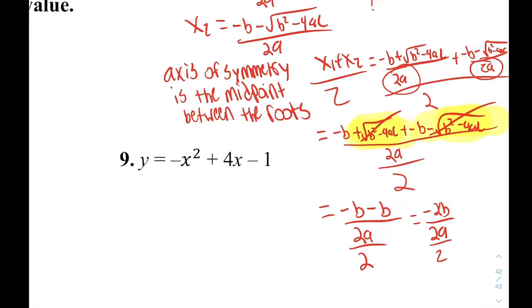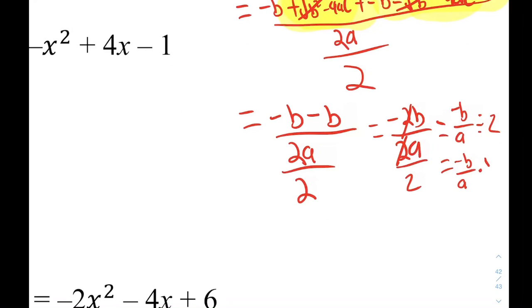So we have a fraction divided by a fraction. We can reduce the first fraction. I have a 2 on top, 2 on the bottom. And then I have negative b divided by a divided by 2. So that's really negative b divided by a times 1/2. Because if we're dividing by 2, then that means we're multiplying by the reciprocal, which gives us negative b divided by 2a. This is the x for the vertex.